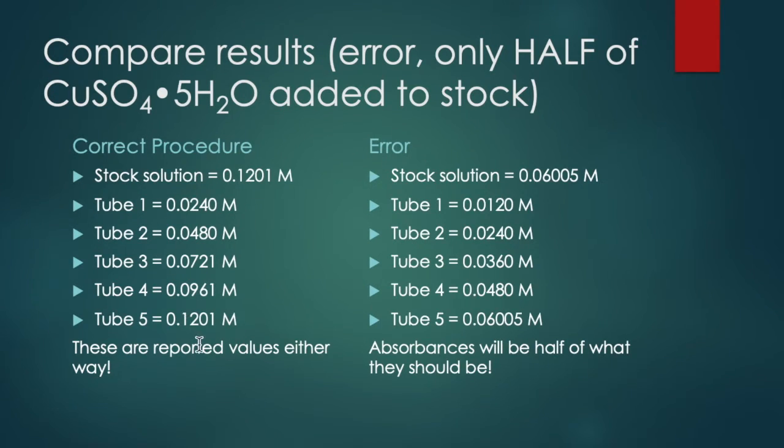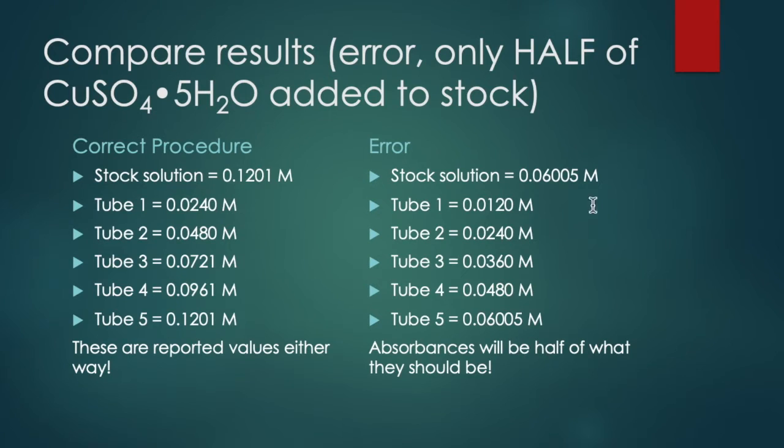So reporting these values but doing it incorrectly, your stock solution in reality would only have 0.06005 moles per liter of copper in it. Even though you calculated using the 1.5 grams, not all of it got in there. So in reality, your stock solution is more dilute. And in this extreme example, it's only half as much. And then all of your tube dilutions are also half what they should be.